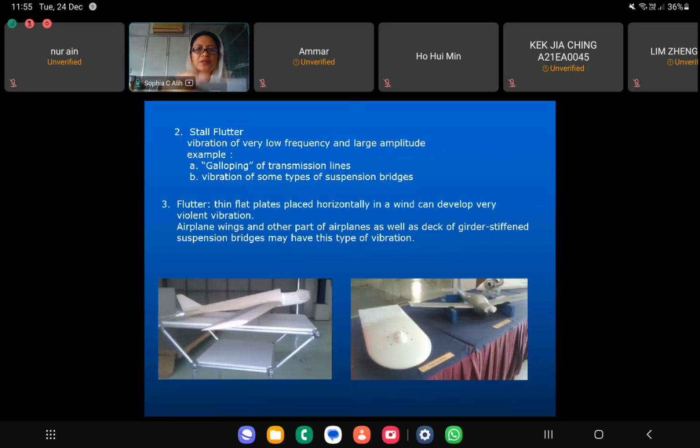Stop flutter is the vibration of very low frequency and large amplitude. Examples are the galloping of the transmission line, and also vibration of some types of suspension bridges. So the transmission line, you have this one. This is the transmission line, and sometimes you have some galloping up and down, up and down, up and down.